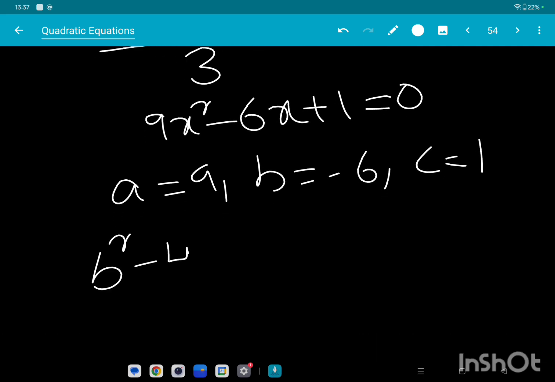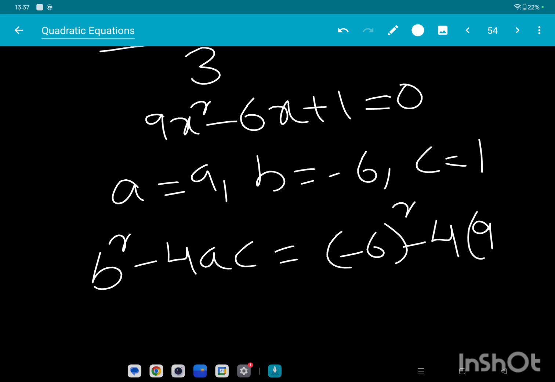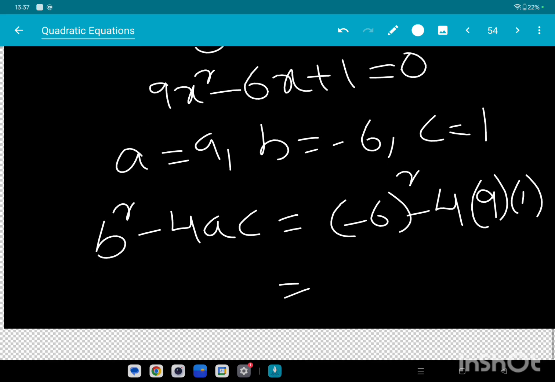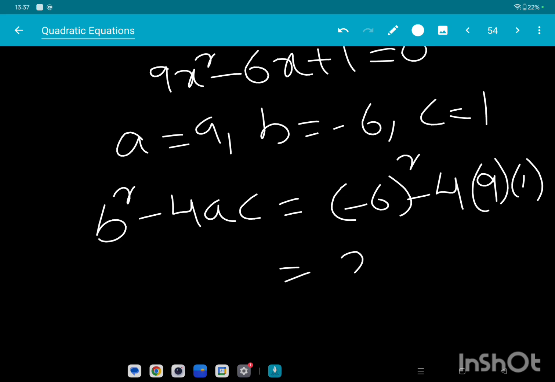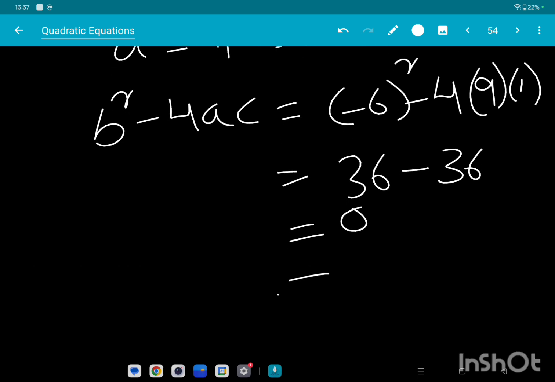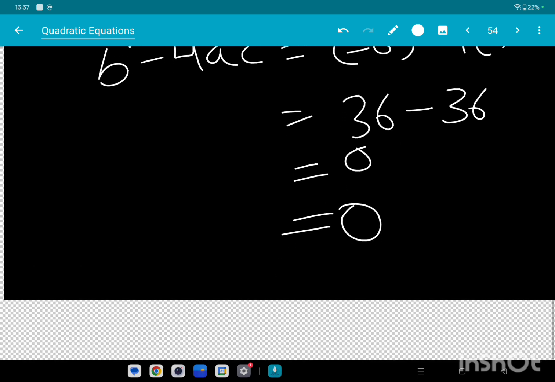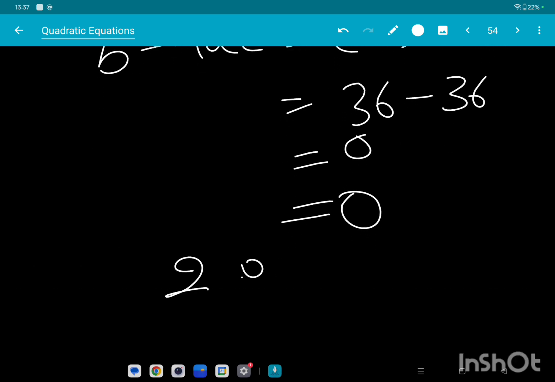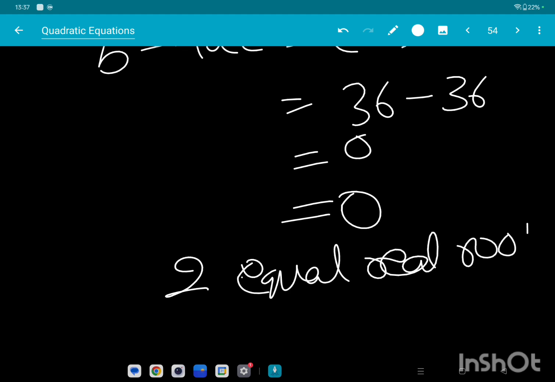b² − 4ac = (−6)² − 4 × 9 × 1. What is the a value? 9. c value is 1. So (−6)² is 36, minus 9 4s are 36. So here the discriminant is 0, which means it has two equal real roots. So we have equal real roots.